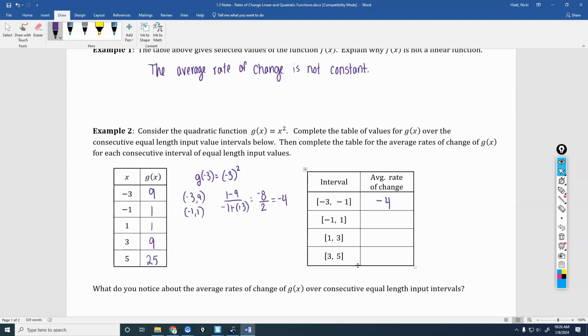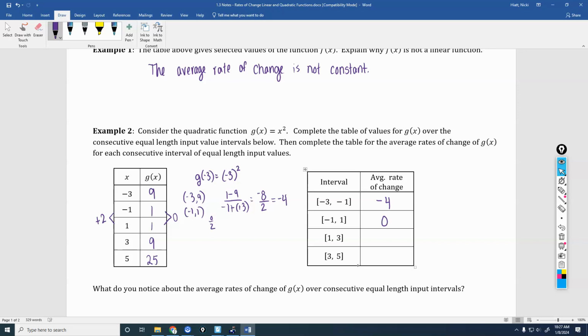Okay, so you could do points. I think with tables, it is a lot faster. Like if I'm looking at this next one from -1 to 1, I'll usually just like to do this from 1 to 1. How much did that change? None, 0. And then from -1 to 1, that would be up 2, right? So my rate of change here would be 0 over 2, which is just 0.